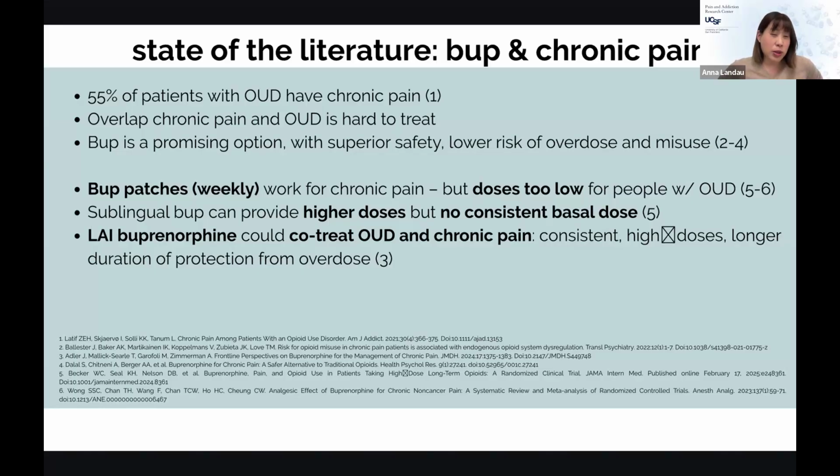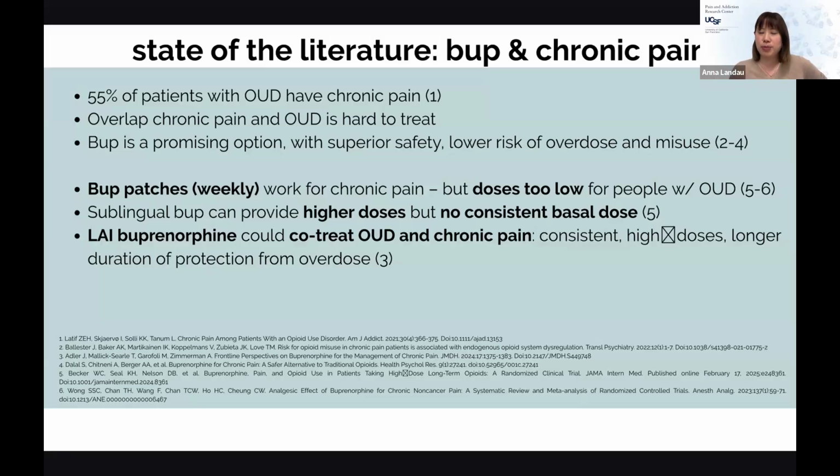We know that buprenorphine is a really promising option because of its superior safety profile, its lower risk of overdose and misuse, and the fact that it can be effective for pain control among patients with chronic pain. As I mentioned earlier, the buprenorphine formulation, so the patches, are FDA approved and do work for chronic pain. But for patients with opioid use disorder that have very, very high opioid tolerance, the equivalent buprenorphine doses for patches are often too low to actually get any adequate pain control.